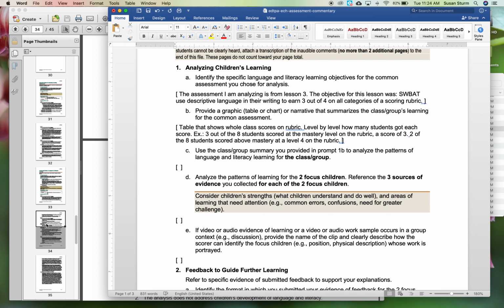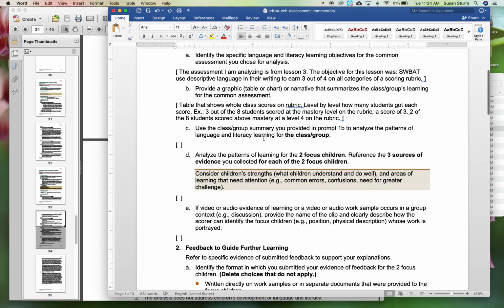Now, what I've done right there is just a simple qualitative description of the student's data, and you can do it in a narrative form like this, but I think a table that shows what they did is a nice way to show it. Okay, so then part C, use the class or group summary that's provided here. So use this table here to analyze the pattern. So this is probably the most important prompt in this one, and this is what can make or break you.